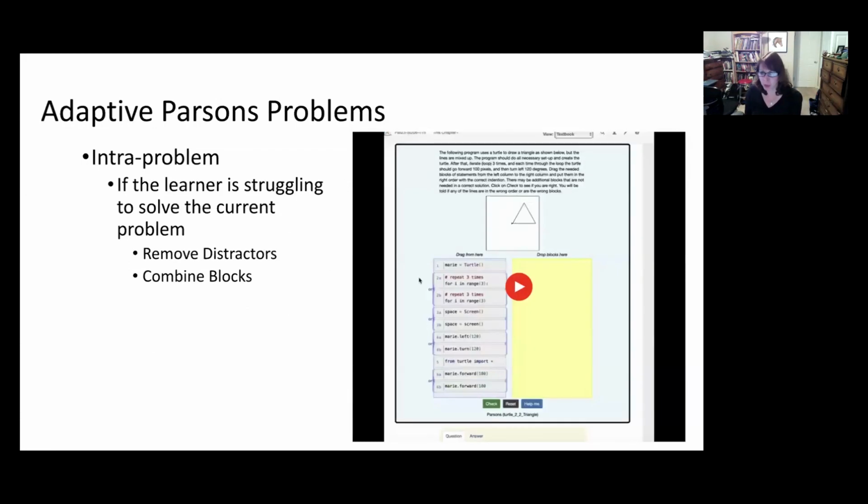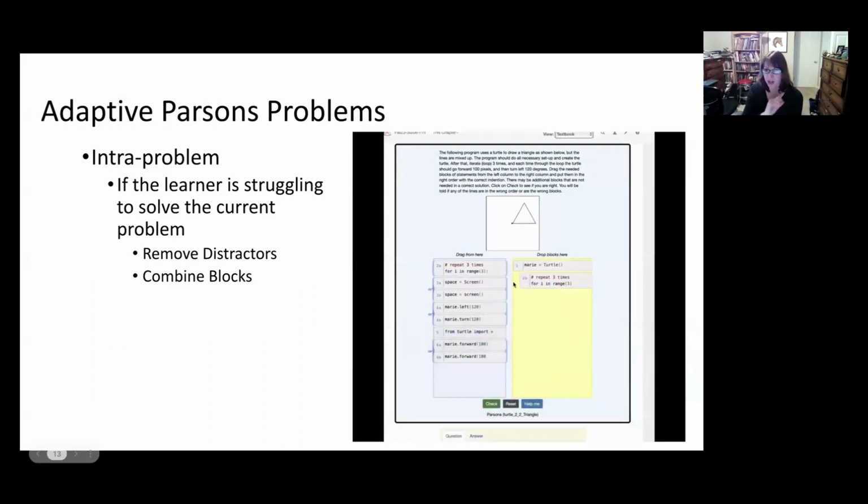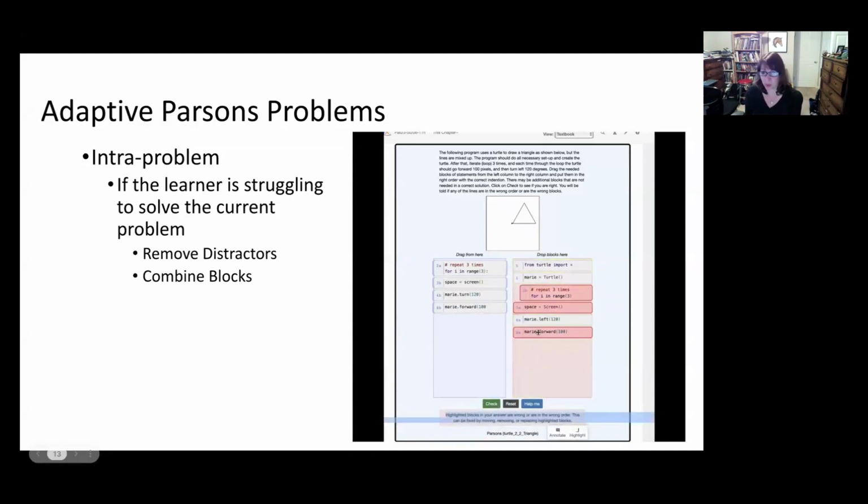So what are adaptive Parsons problems? There are 2 types that I created. One is the same problem adaptation, or intra-problem adaptation. If the user is struggling to solve the problem, so for example, here, trying to use a turtle to draw a triangle, putting code here on the right side, once they create a complete solution, they can check their result. There's a little check button at the bottom. It'll highlight any blocks that are in the wrong place or the wrong blocks that need to be moved.